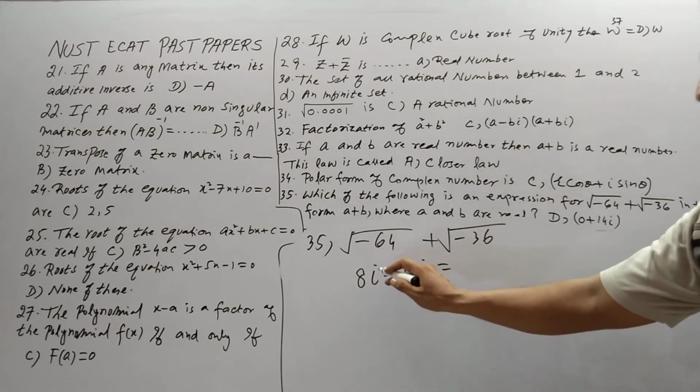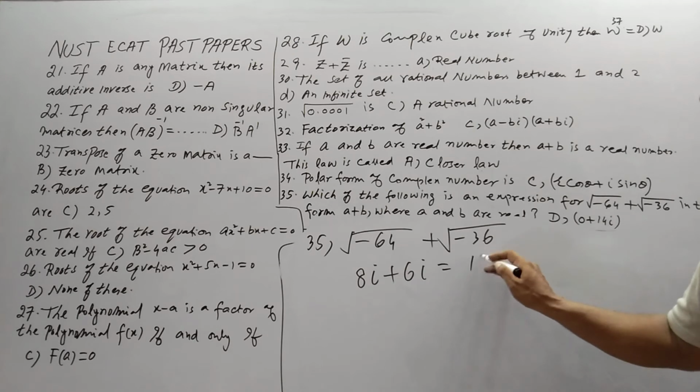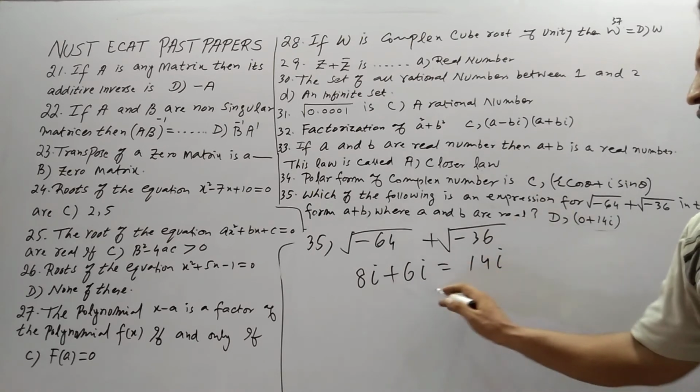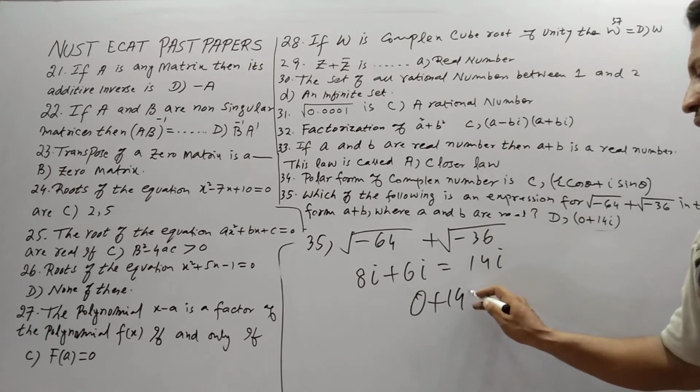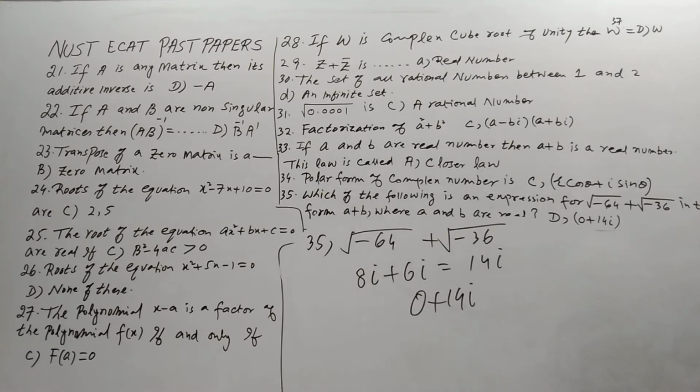So the answer is 8 iota plus 6 iota, which is 14 iota, or you can write 0 plus 14 iota, and the correct option is option number D, 0 plus 14 iota.